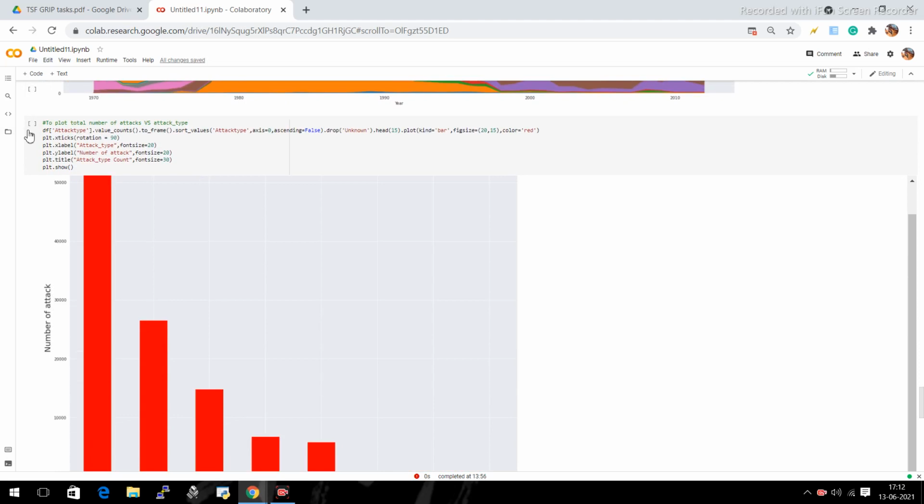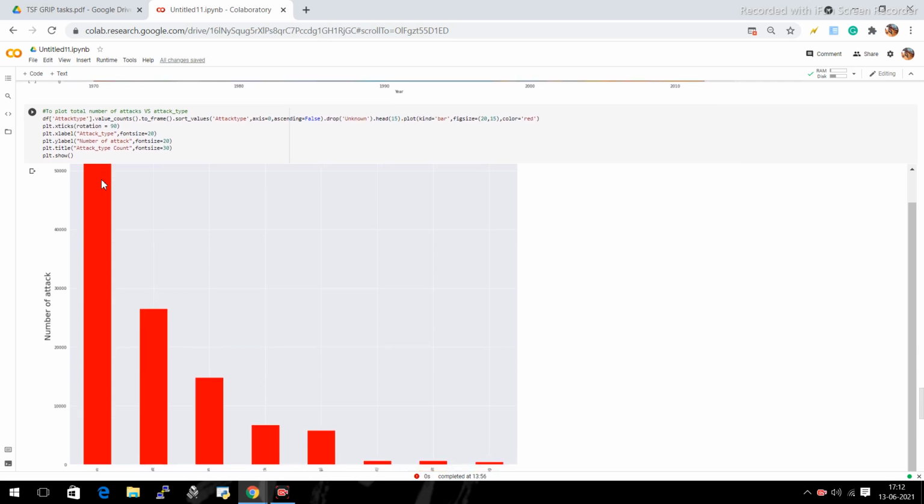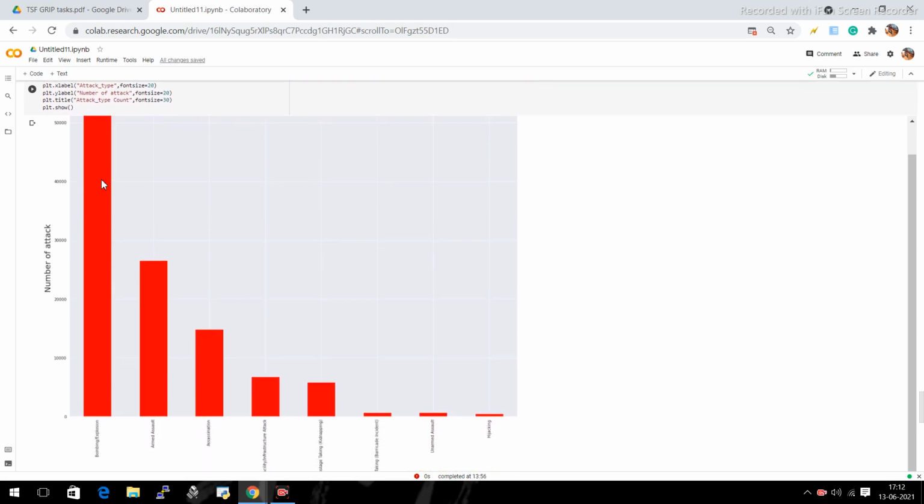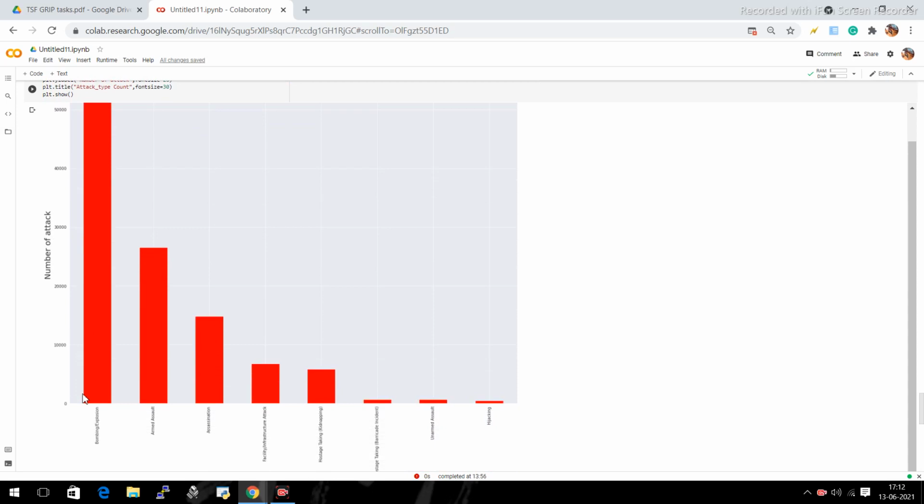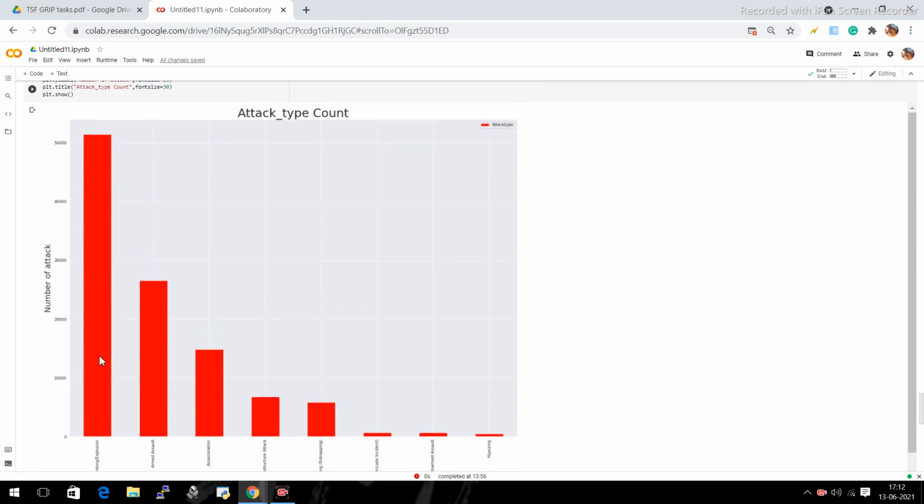Now moving forward, to plot the total number of attacks versus attack type, we have used this piece of code. From this graph we can see that because of bombing explosions, the most number of attacks happen.